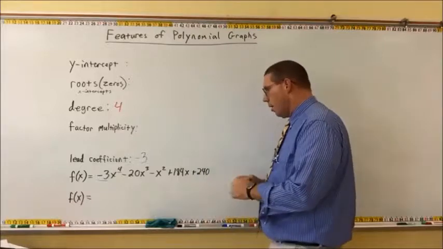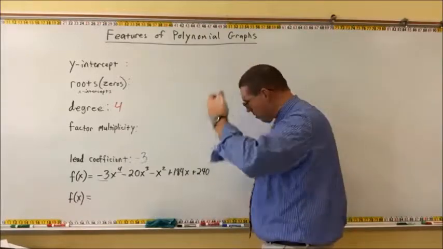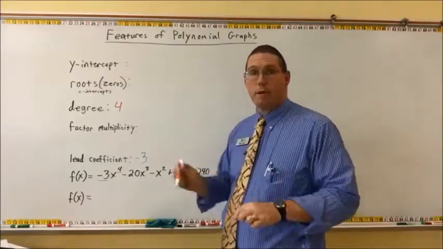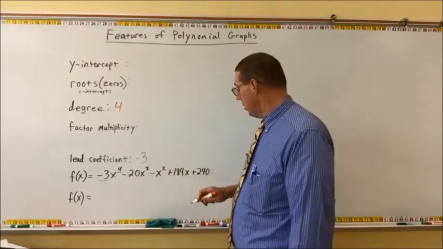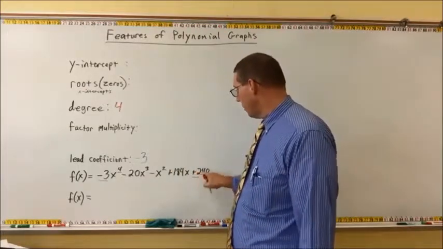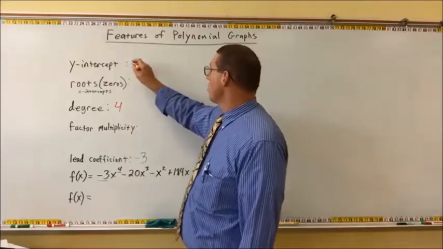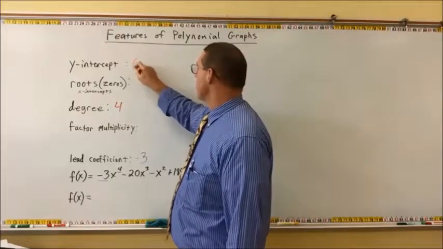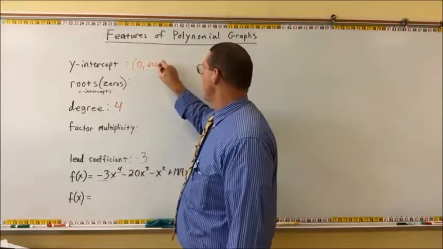And lastly, last of the easy ones, what is the y-intercept of this polynomial? So on the very end there, we got a positive 240. So the y-intercept is going to be (0, 240).